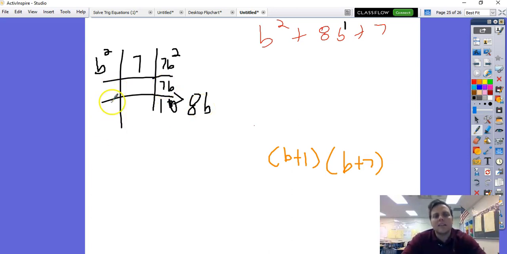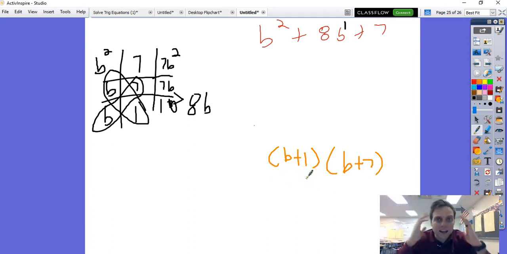What goes in these two boxes is greatest common factor. What is the greatest common factor that b squared and 7b have in common? Just b. What is the greatest common factor between b squared and 1b? Just b again. B times what is 7b? 7. B times what is 1b? 1. You always go across, b plus 7, so I'd write that down. It doesn't matter the order. And then b plus 1. That's how you factor. That's it.